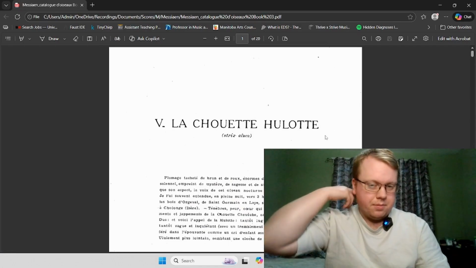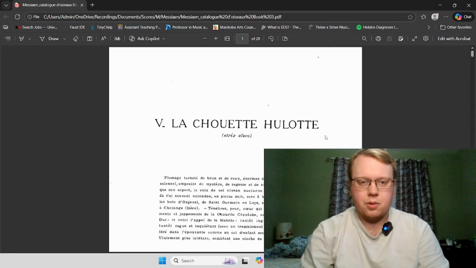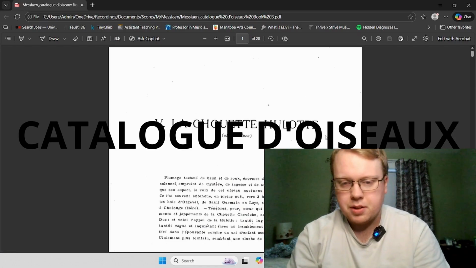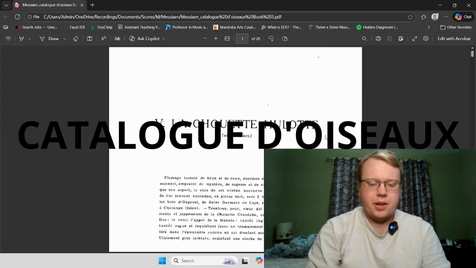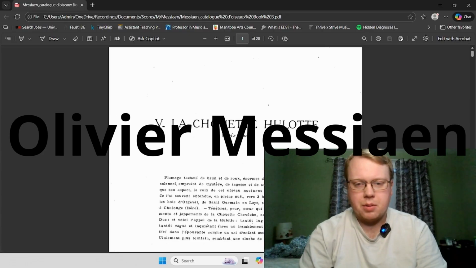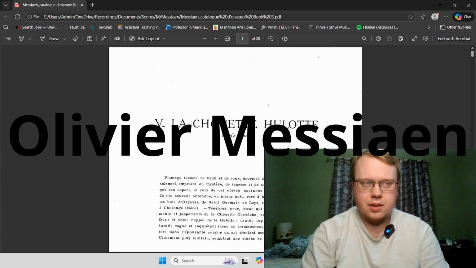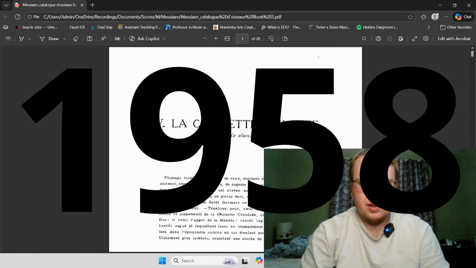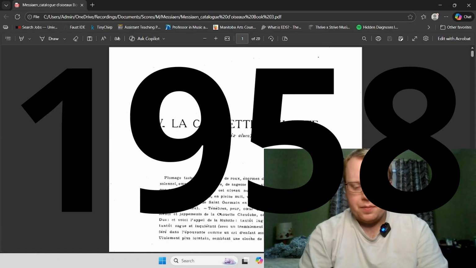Okay, so today's piece is Catalogue d'Oiseaux Book 3 by Olivier Messiaen. Book 3 is, like I mentioned on the last episode, in two parts. There's the Tawny Owl, which is the first half of the piece, and then the second half of the piece is the Woodlark. So we have a night bird and then a day bird.